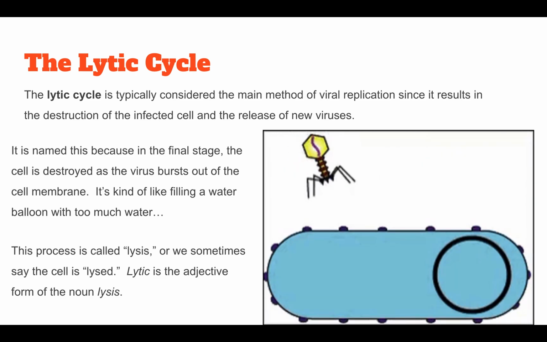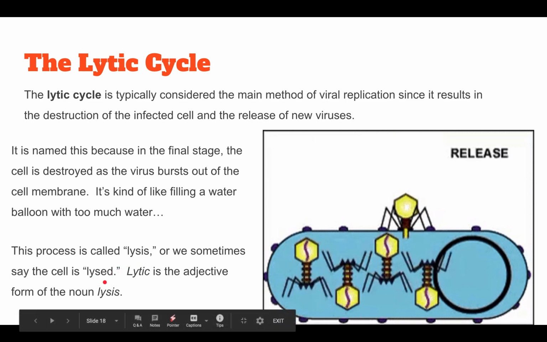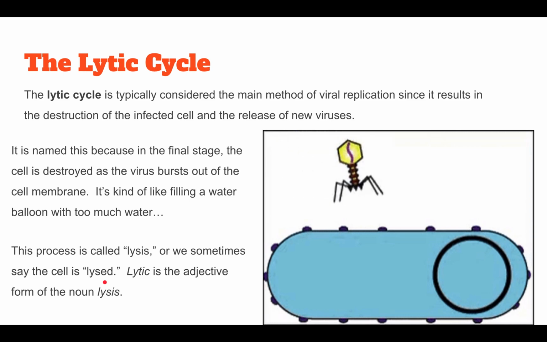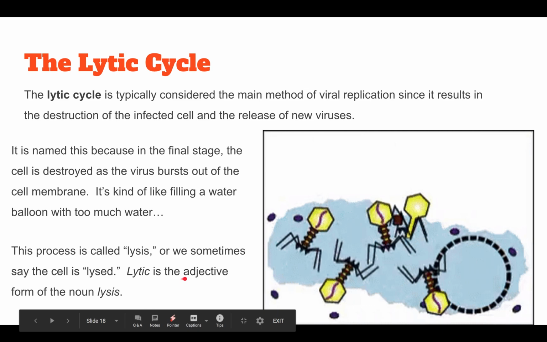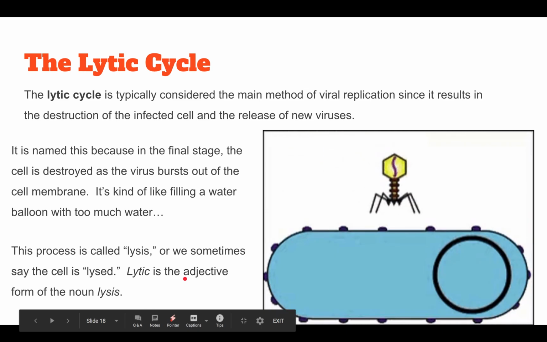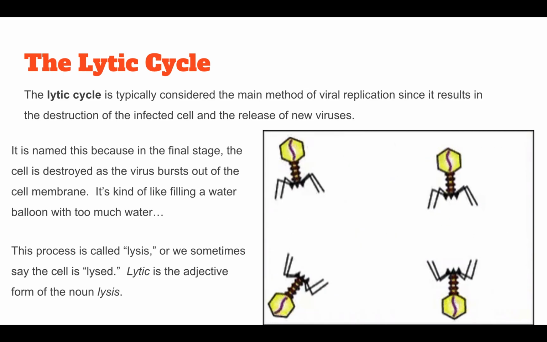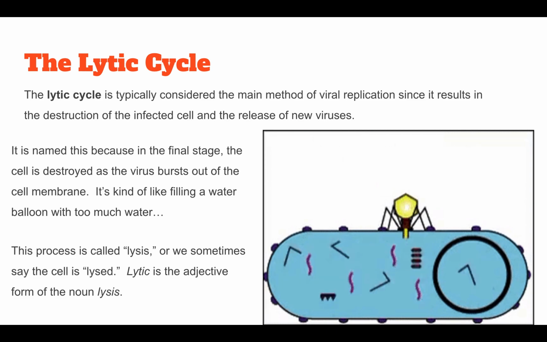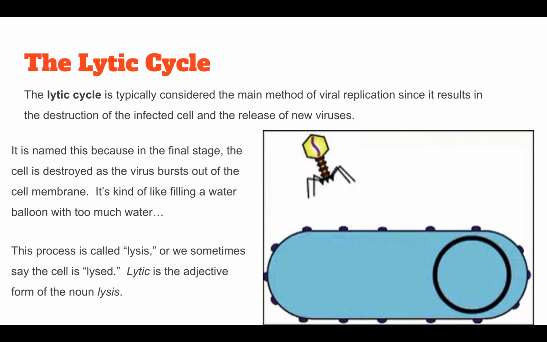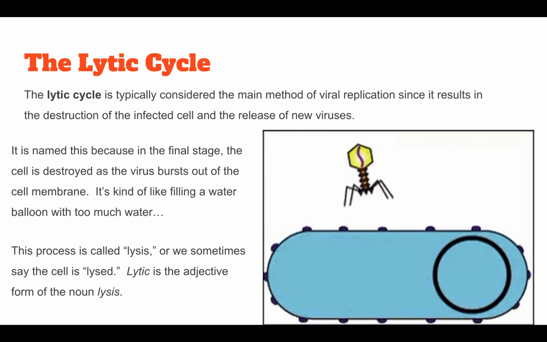And lysis is a noun. We can use it as a verb and say the cell is lysed, or the cell will lyse if it's filled with too many viruses. But then the word lytic is an adjective. So that's why lytic cycle is what we use when we're talking about lysis. I know it's words you've never used before, which is why I had this little section here on what does it mean and what form is it. So it means when the cell membrane is burst, and lytic itself is the adjective form of the word lysis.